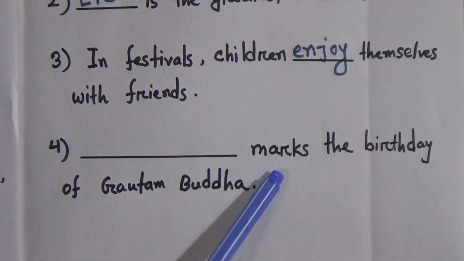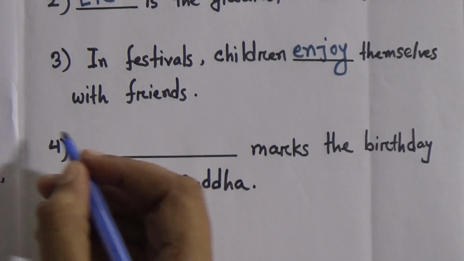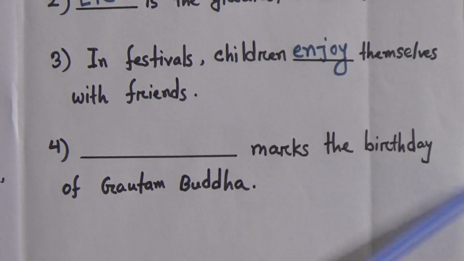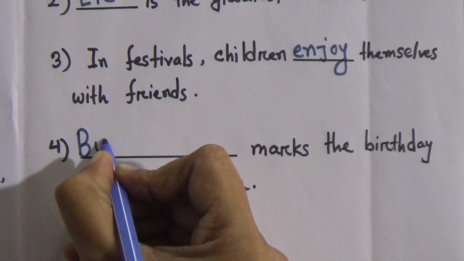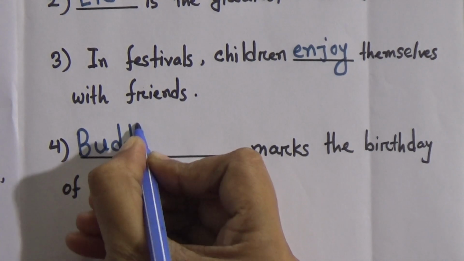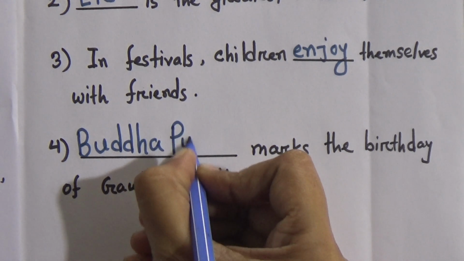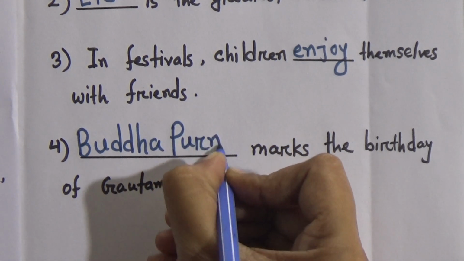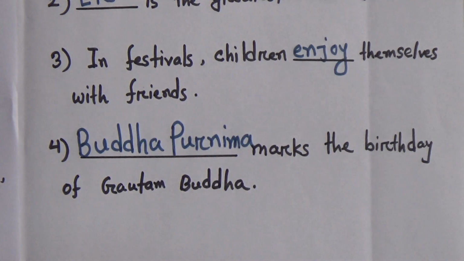Number 4, dash marks the birthday of Gautam Buddha. So we know Buddha Purnima marks the birthday of Gautam Buddha. Buddha, BUDDHA, Buddha Purnima, PURNIMA. Buddha Purnima marks the birthday of Gautam Buddha.